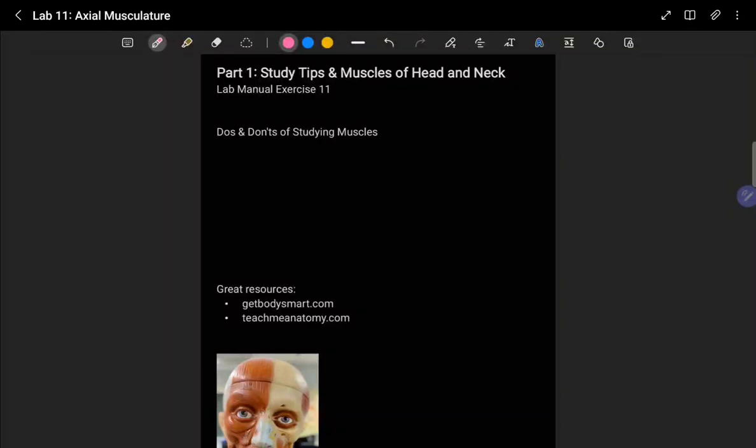In Lab 11, we are going to cover axial musculature. And what that means is we'll be looking at muscles of the head and neck in part 1, and then in part 2, we'll be looking at the torso, mainly the superficial back and then the abdominal region. These do correspond to lab manual exercises 11 and 12, so make sure you're keeping up with those in your manual. That is all good information to know. There's some really helpful tables in your lab manual as well for muscles.